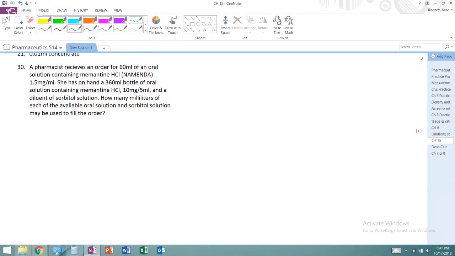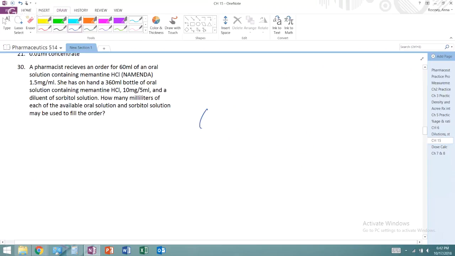All right. A pharmacist receives 60 ml for an oral solution containing memantine, 1.5 milligrams per milliliter. She has on hand a 360 milliliter bottle of oral solution containing 10 milligrams per 5 milliliters and a diluent of sorbitol. How many milliliters of each should be used to fill this order? Okay.